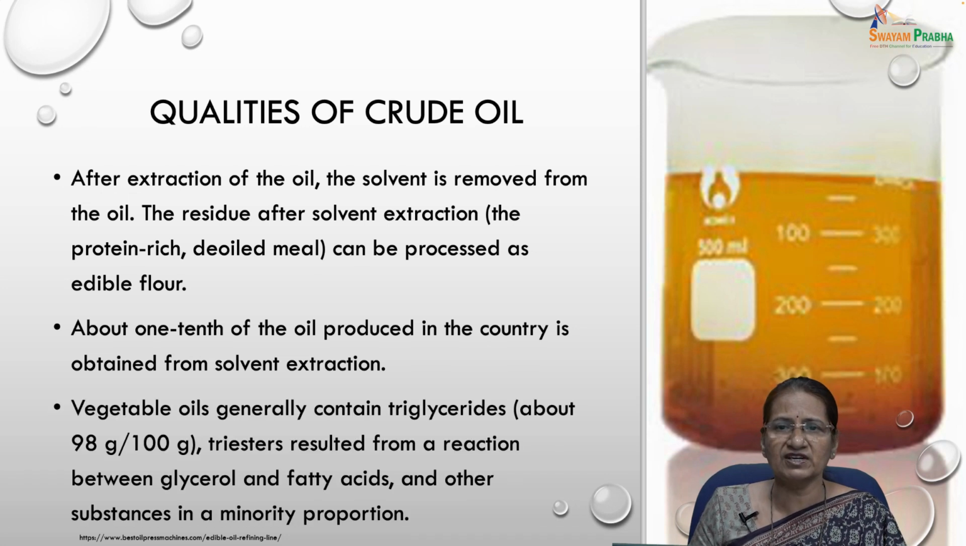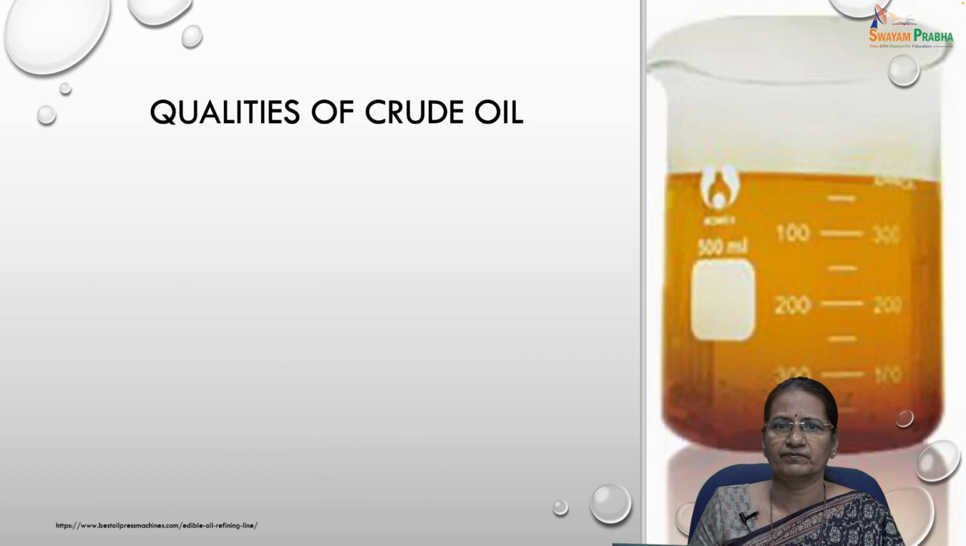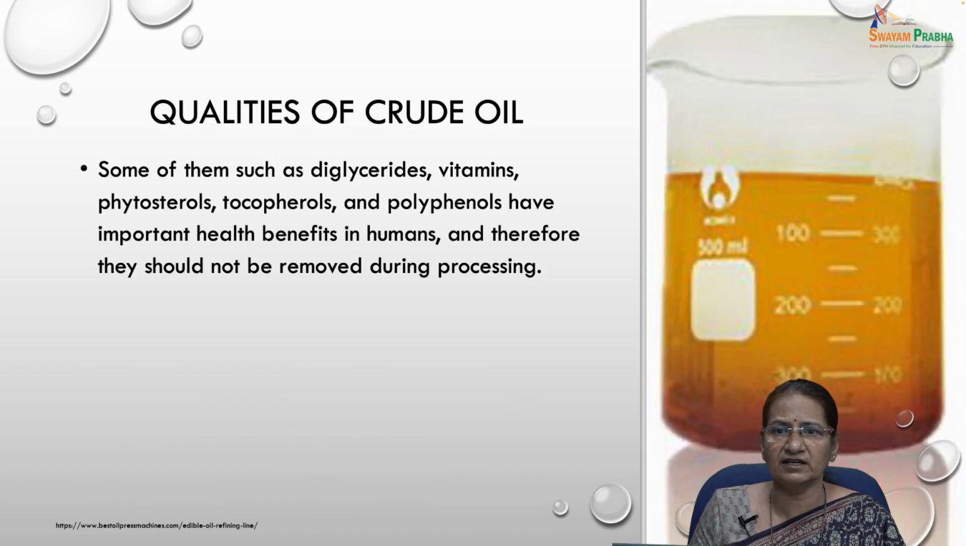Vegetable oils generally contain triglycerides, about 98 grams per 100 gram. Triesters resulted from a reaction between glycerol and fatty acids, and other substances in a minority proportion. Some of them such as diglycerides, vitamins, phytosterols, tocopherols and polyphenols have important health benefits in humans and therefore they should not be removed during processing.